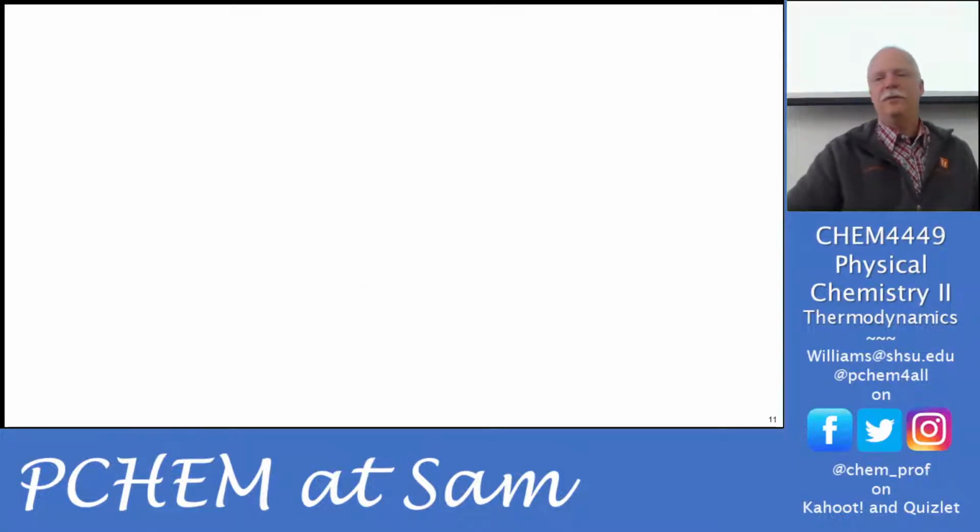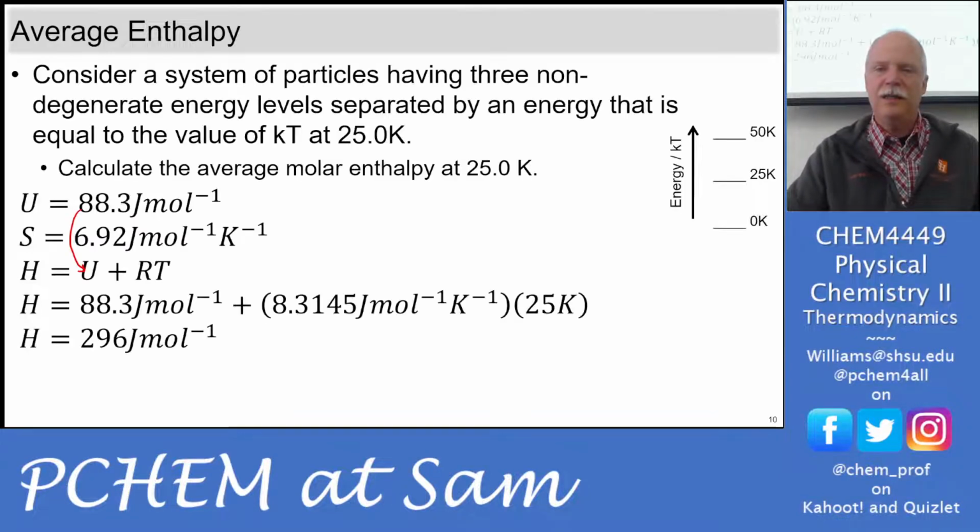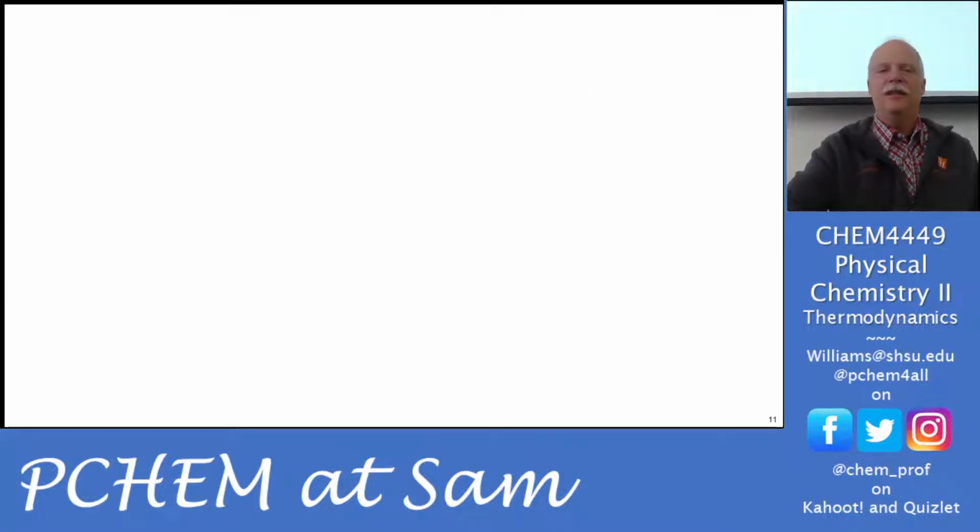So now let's see what happens with degeneracy. Okay, so we've got a little bit of time. Let's take this same problem and recalculate these things, but with some degenerate energy levels. Okay, so if we have our energy levels at 0 Kelvin, 25 Kelvin, and 50 Kelvin.